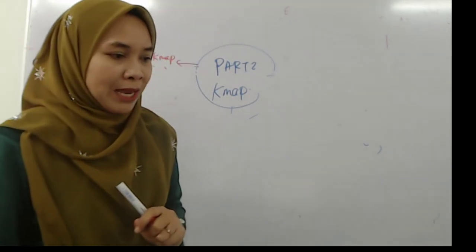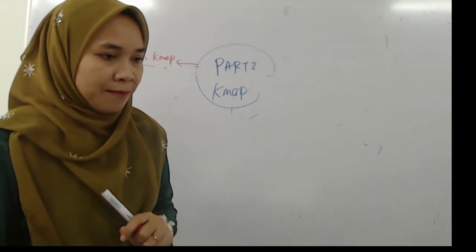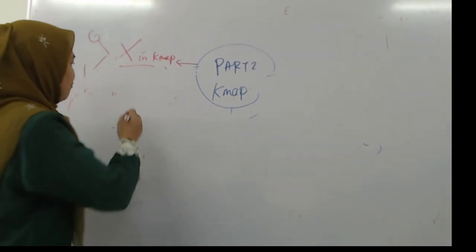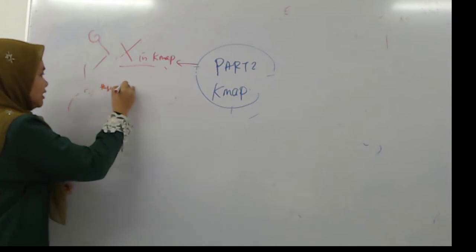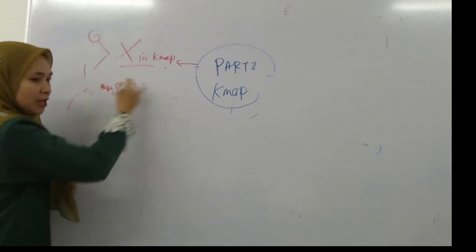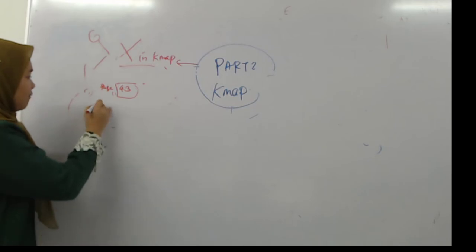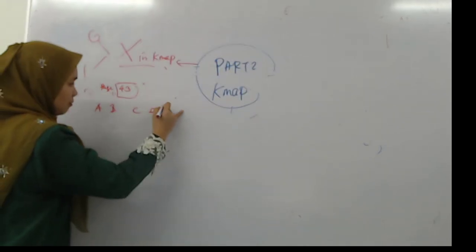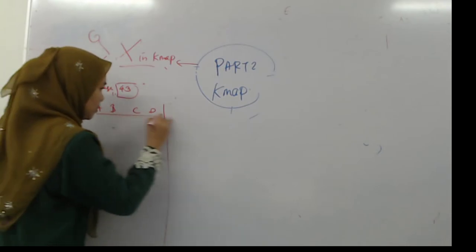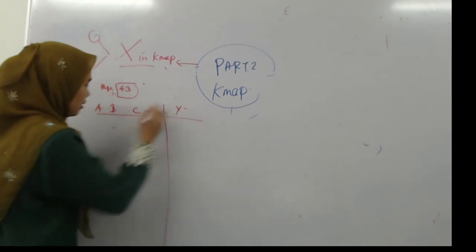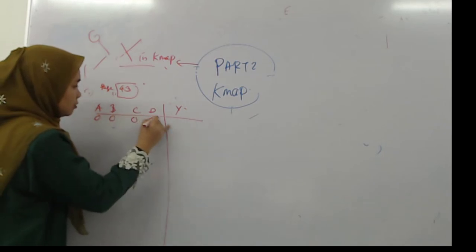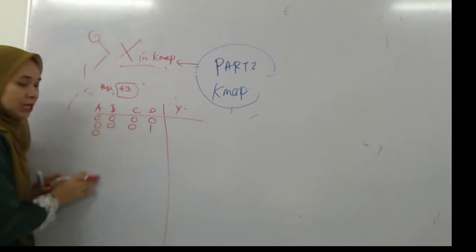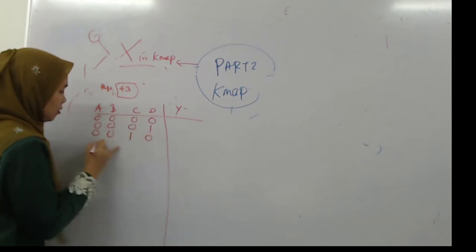In this case, for example, madam follows the example on page number 43. This is a truth table. We have A, B, C, D, for 4 variables, and we have Y. So 0, 0, 0, 0. The total for 4 variables is 16. You have to memorize that.